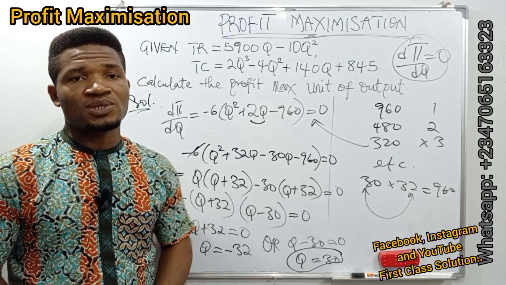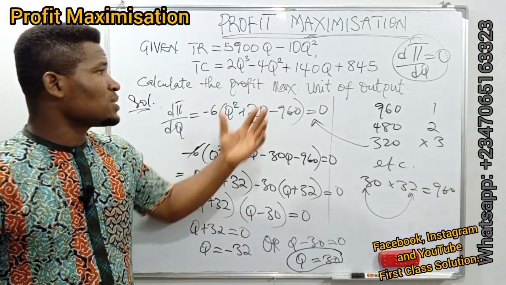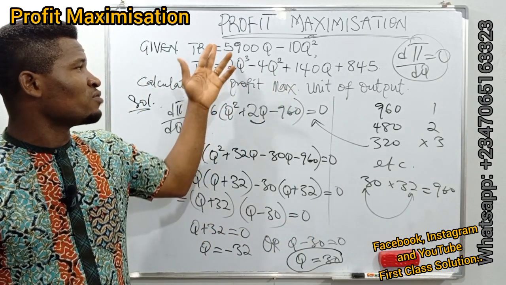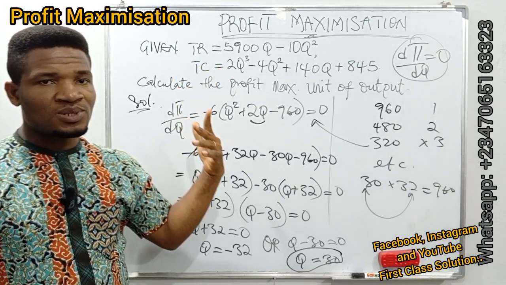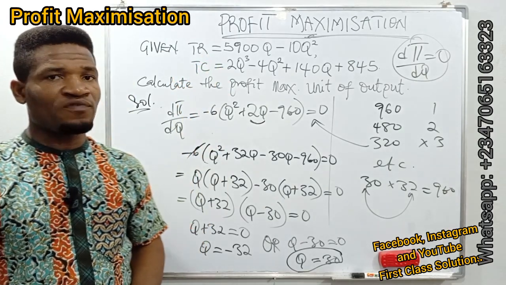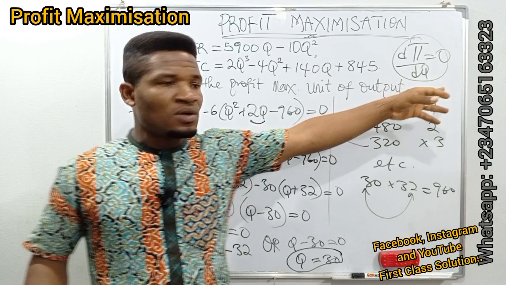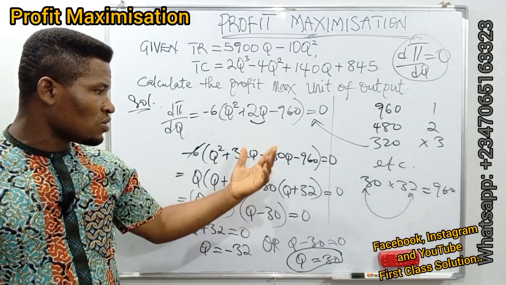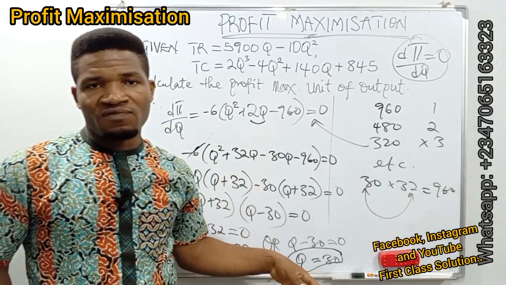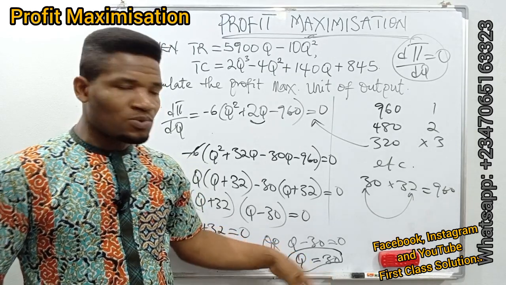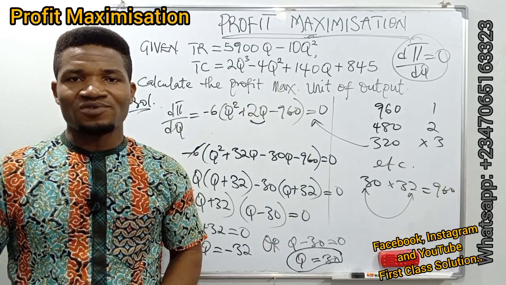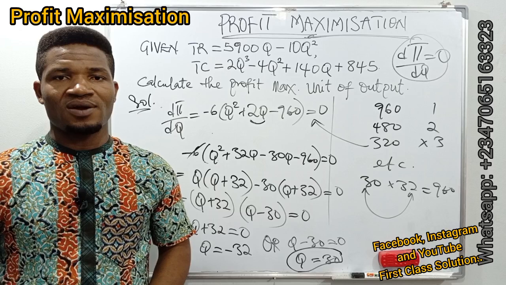As you can see, the question is not actually a difficult one. We started by getting our profit function from the difference between total revenue and total cost. We differentiated the profit function and equated it to 0. We obtained the value of q by factorizing, and we took the positive value of q, which we got as 30.